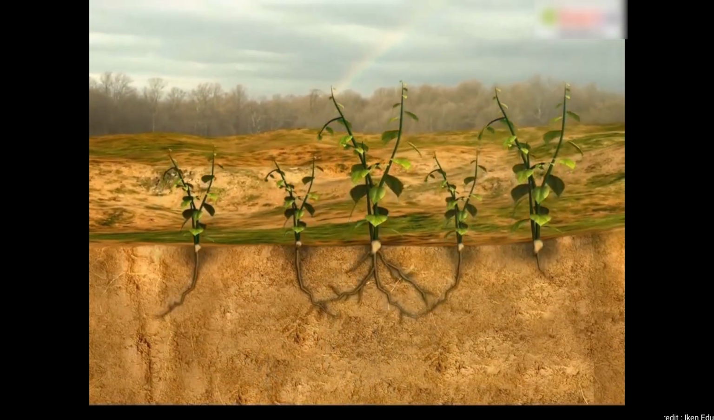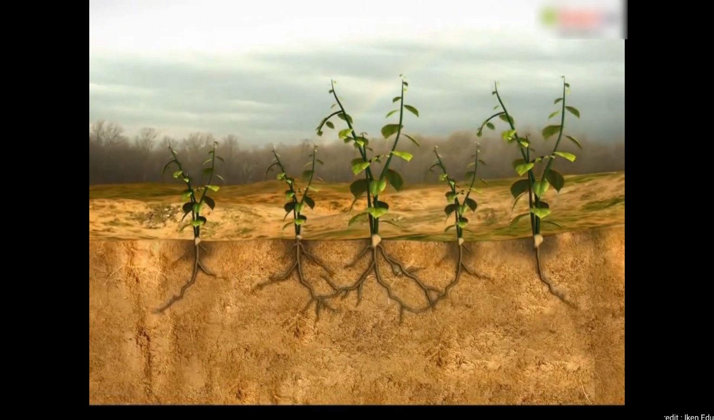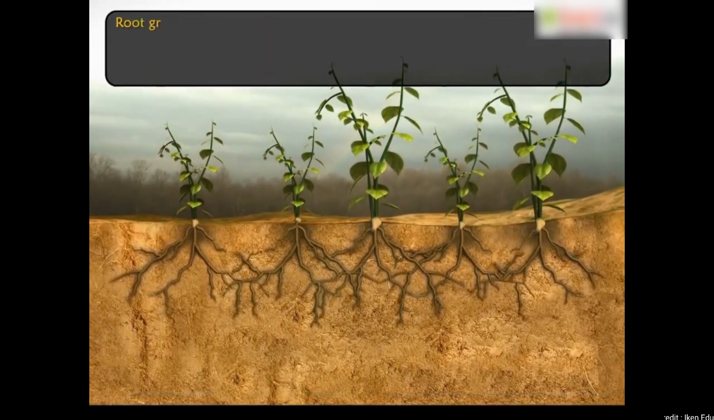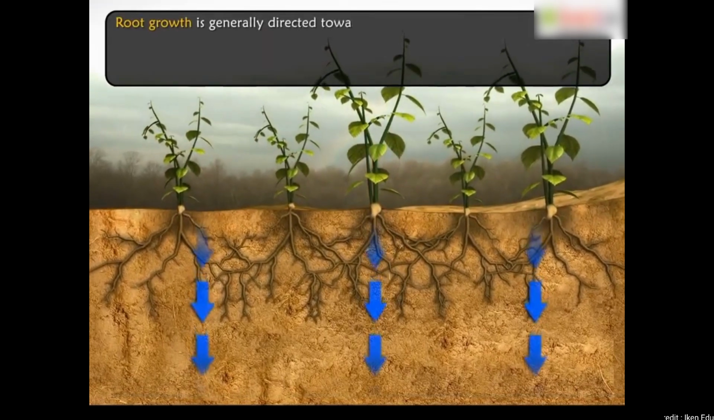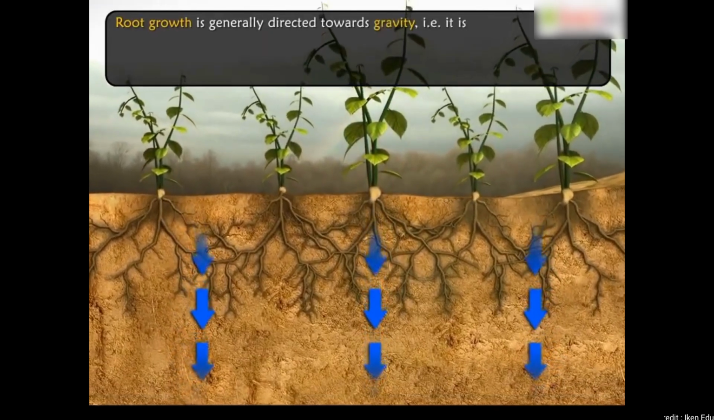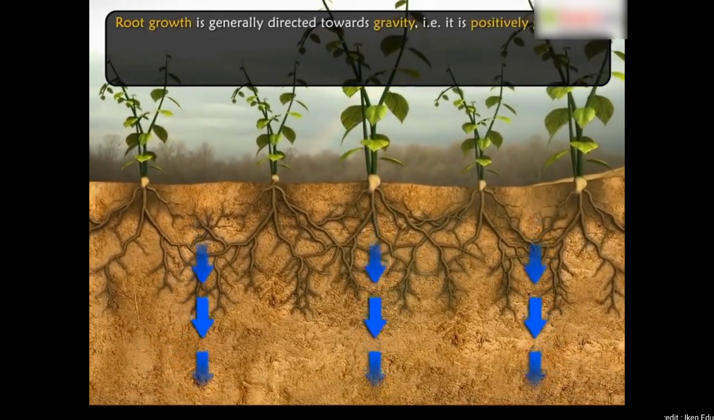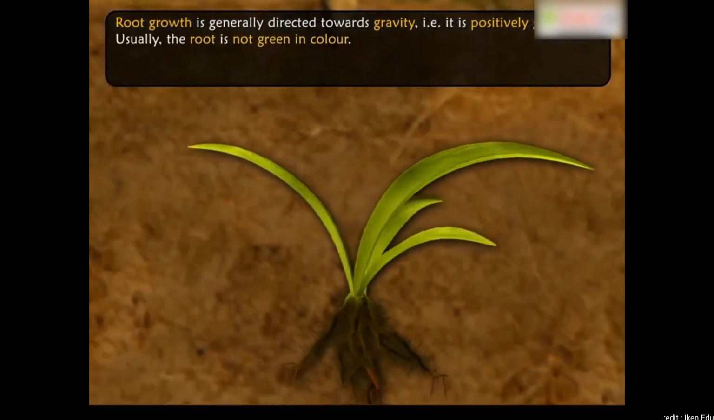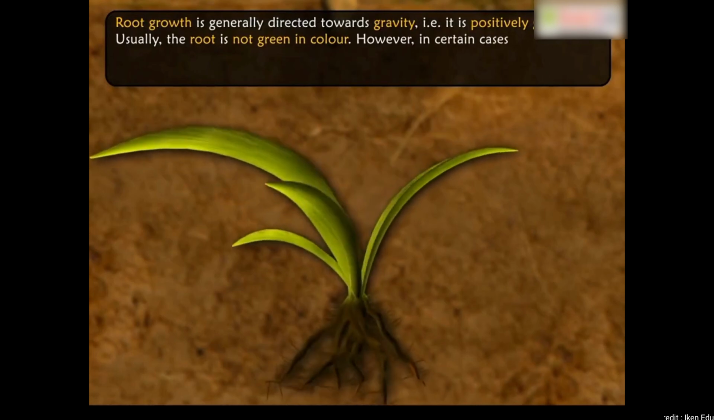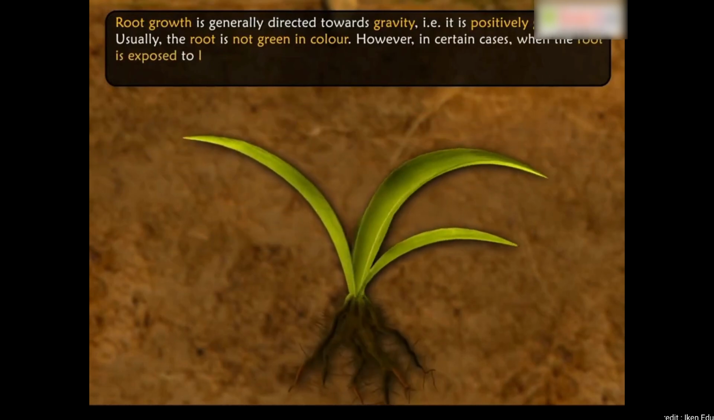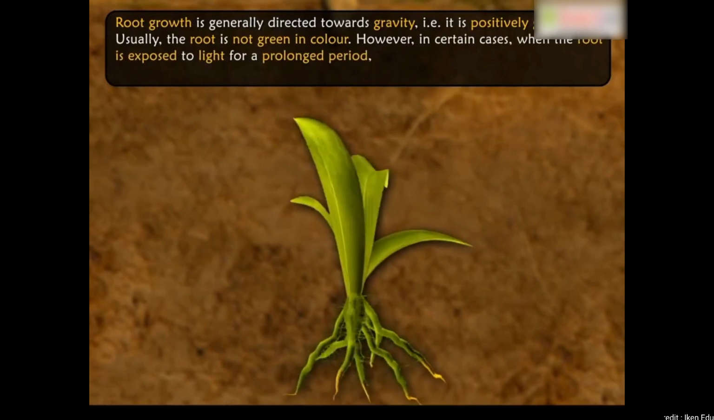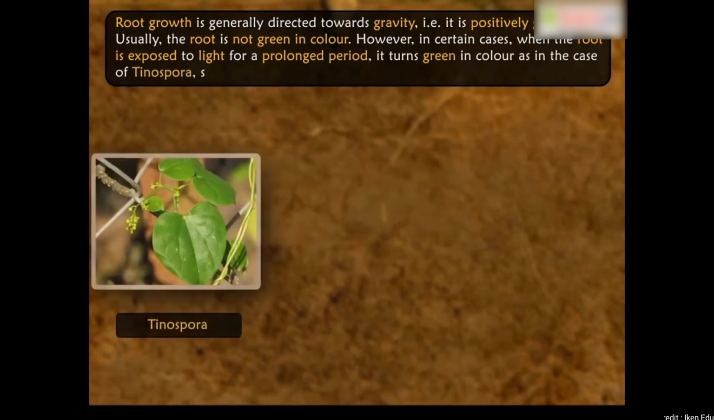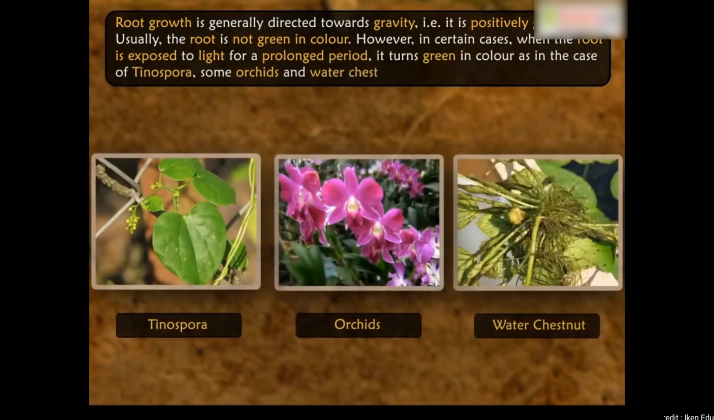The root is the descending portion of the axis of the plant and grows away from light. Root growth is generally directed towards gravity, that is, it is positively geotropic. Usually the root is not green in color. However, in certain cases, when the root is exposed to light for a prolonged period, it turns green in color, as in the case of Tinospora, some orchids and water chestnut.